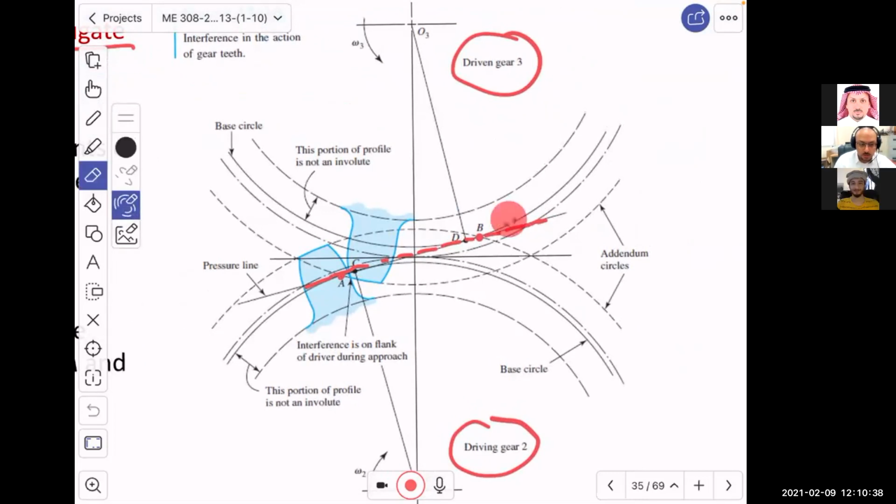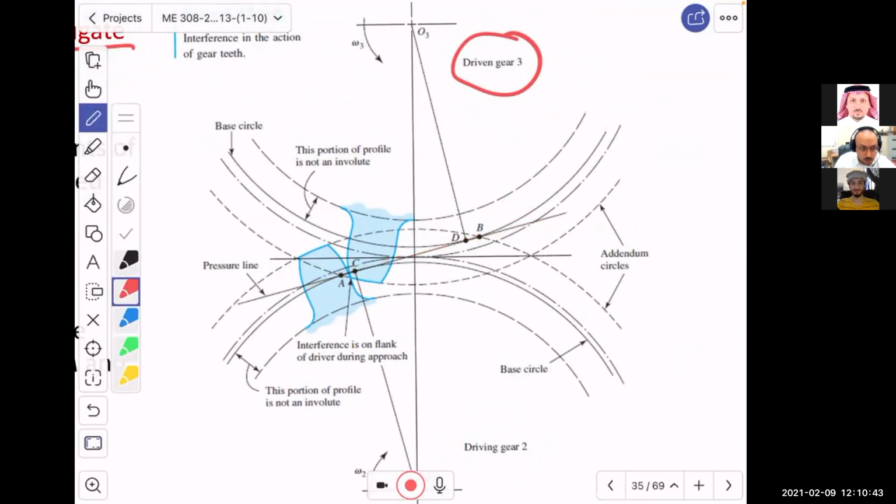Doctor, the pressure line is the line of action? Yes, it is the same as the line of action. Okay, now, this is the last point of contact where every gear leaves the contact, and then they start the engagement at point A. Both of them are located on the line of action, which is the pressure line. Everything is smooth and nice.